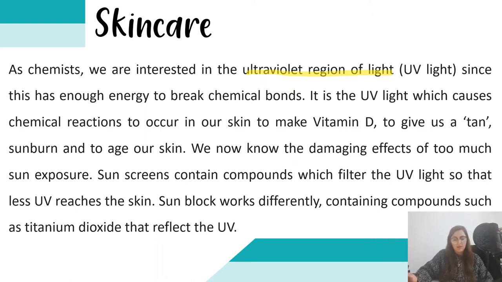And we know that we can use things like sunscreens, which contain compounds which filter out UV light, to try and protect ourselves. Sunblock works slightly differently. It contains compounds such as titanium dioxide, which reflect the sun so that your skin is not in any contact with the UV rays.